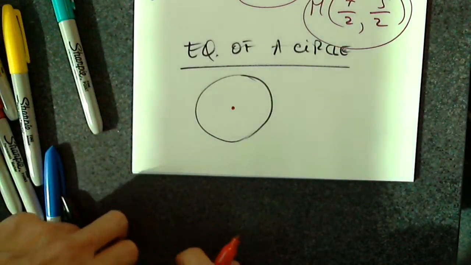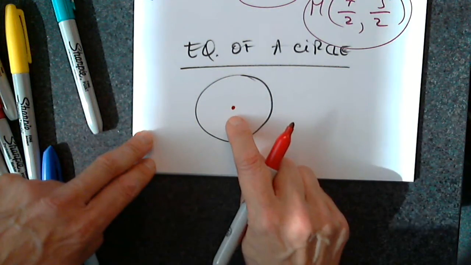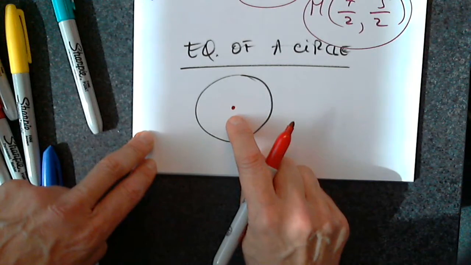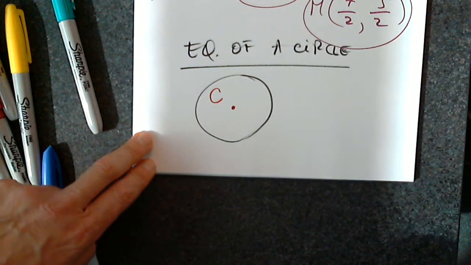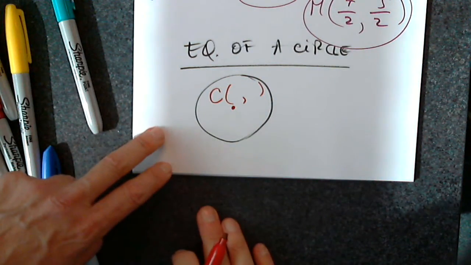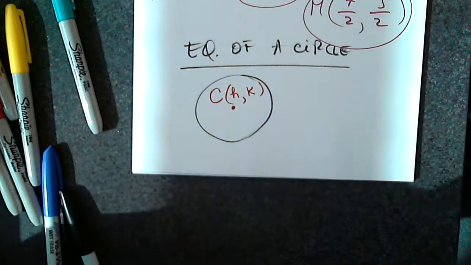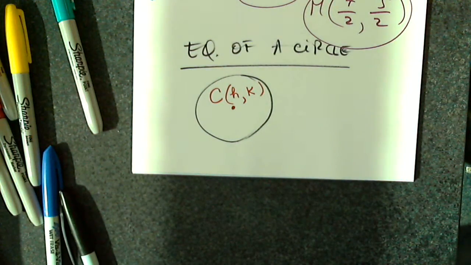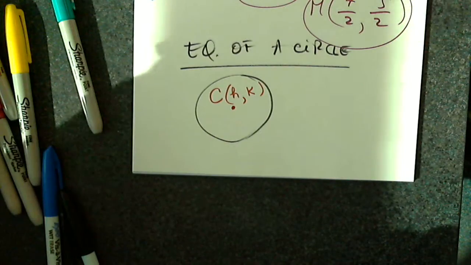It mimics a circle. This point is obviously the center. It's denoted by C. And by convention, we have the x and y coordinates of that C, h comma k. So the notation for the center of a circle is C, uppercase C. H is the x coordinate, k is the y coordinate.